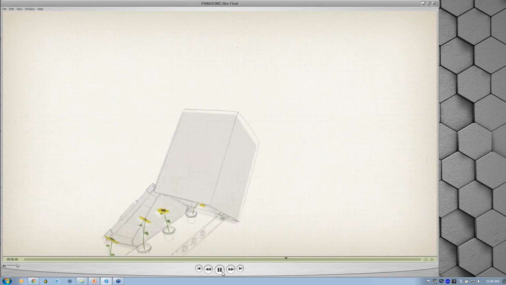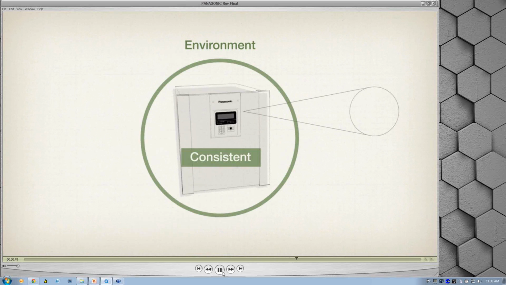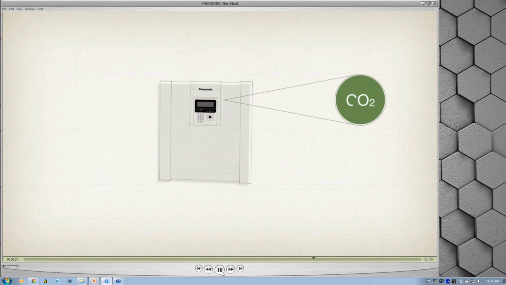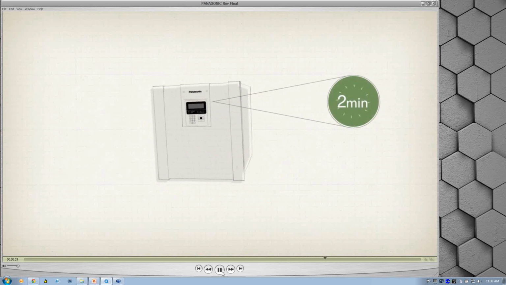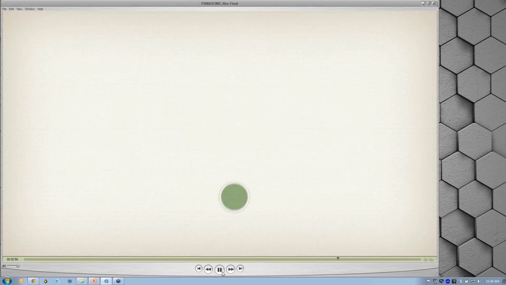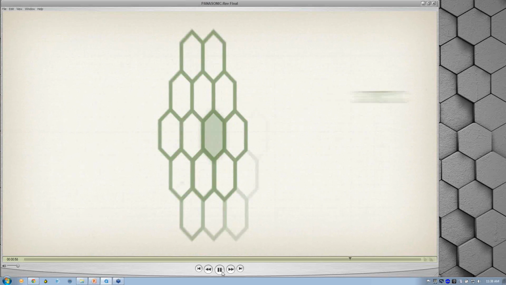The environment inside the Sterisonic Incubator is more consistent, achieving full CO2 recovery within 2 minutes after openings, and uniform temperatures allow for optimal cell growth throughout the chamber.